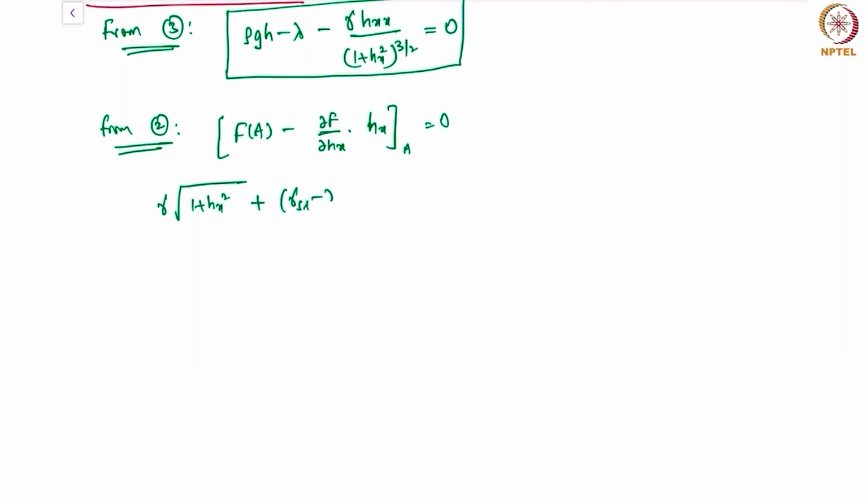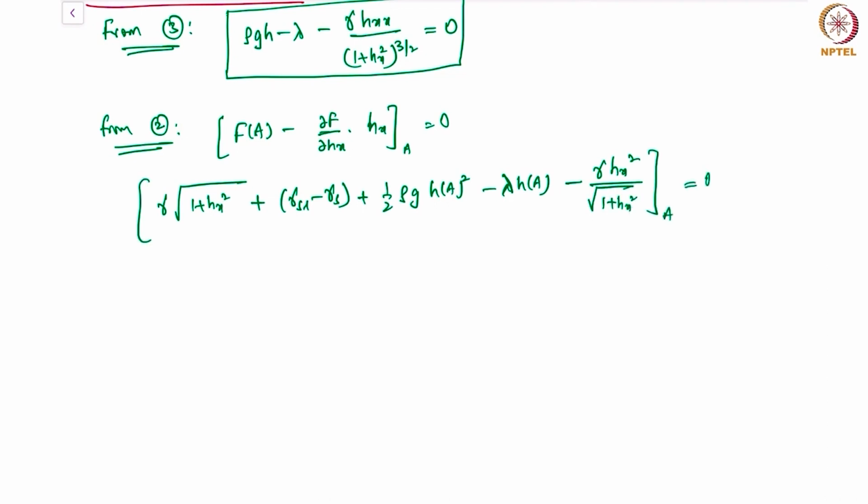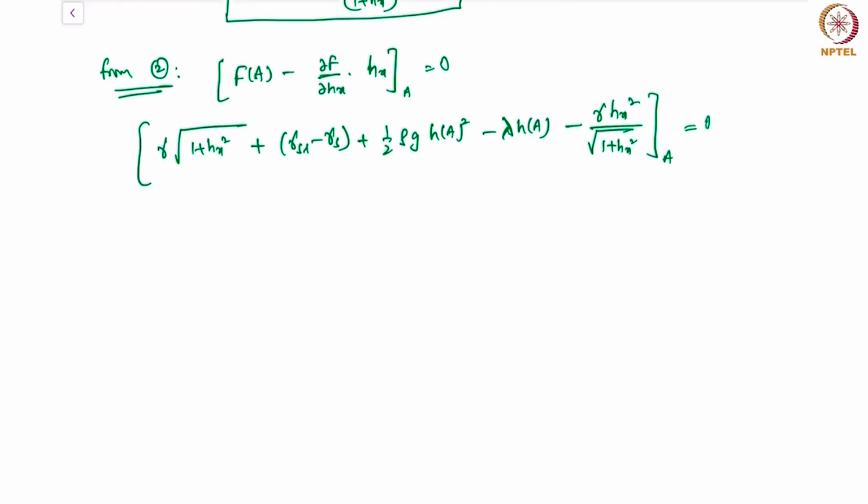plus half rho g h square minus lambda h of a. This is the expression for the function at a, minus gamma hx square by square root of 1 plus hx square. All of this at a is equal to 0. We have to evaluate this at a. Okay. Now we'll simplify this a little bit.